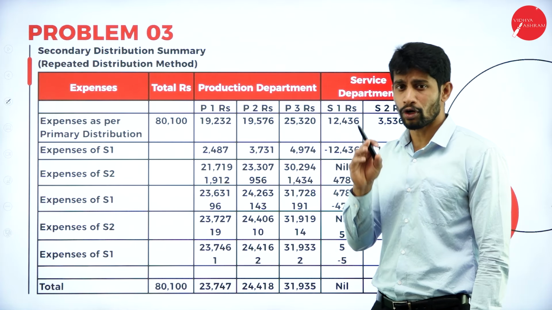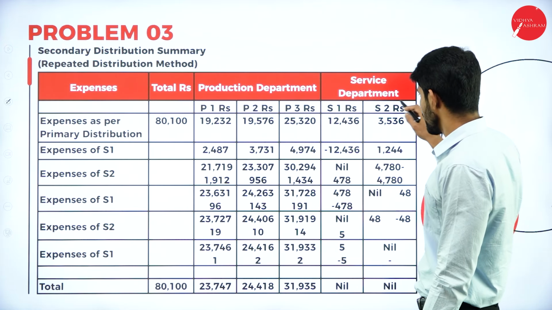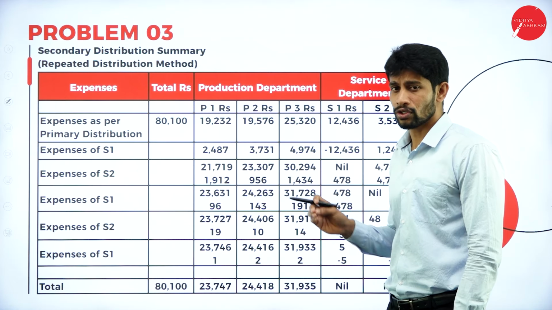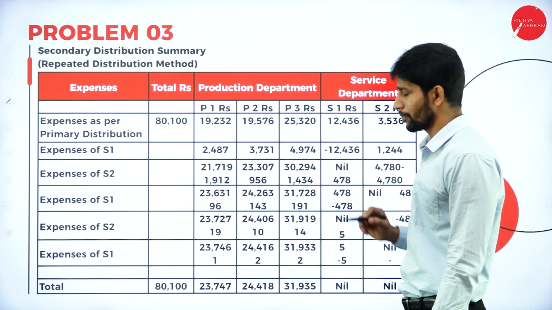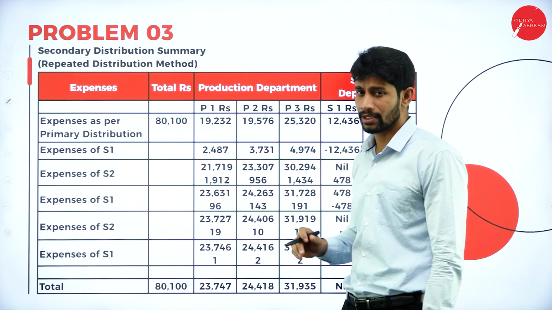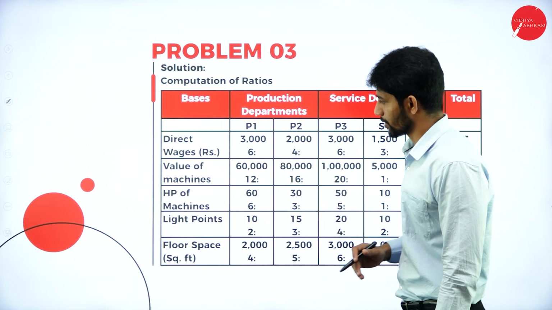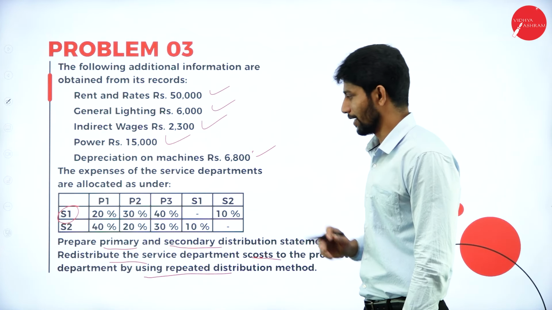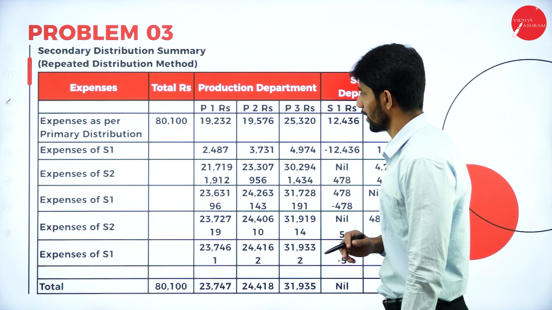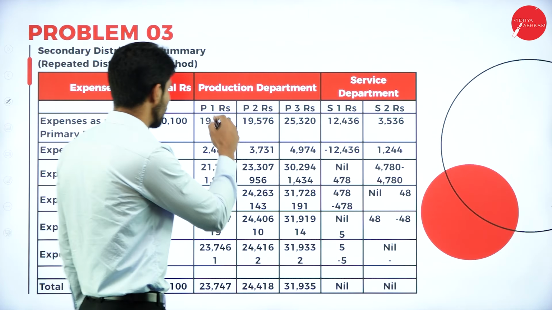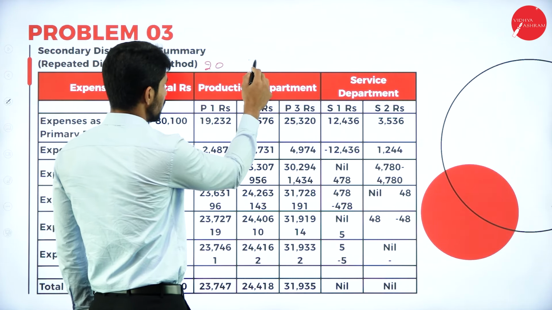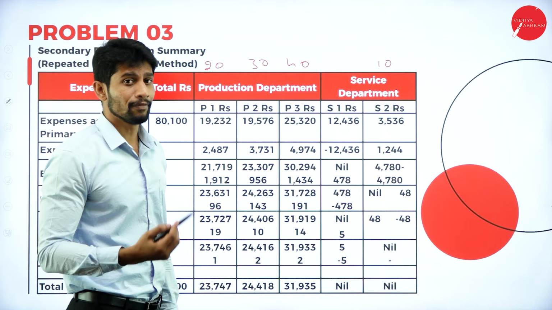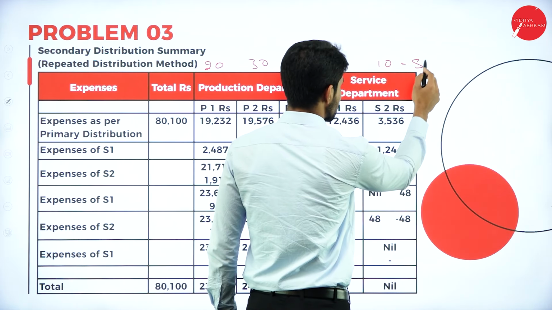What they have given in the problem is that service department 1 and service department 2 expenses will be distributed among other departments. So first we will distribute the service department 1 expenses among other departments. The ratio is also already given in the question. You can see in the question, the ratio is 20, 30, 40 and 10%. This is with respect to S1.